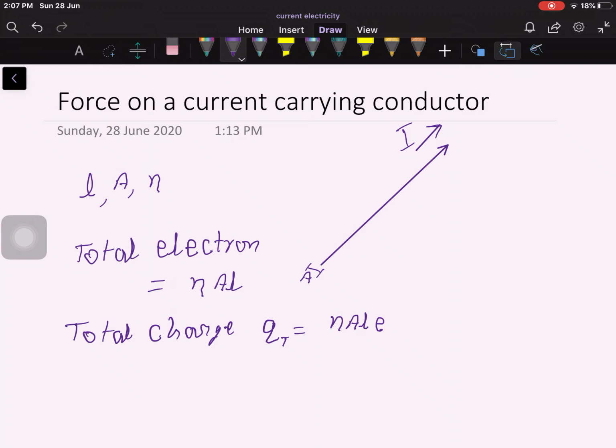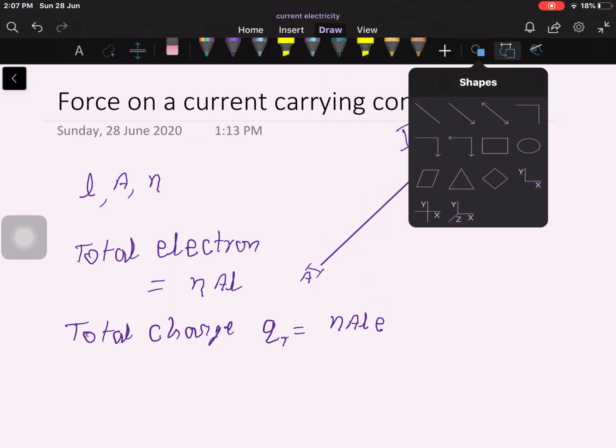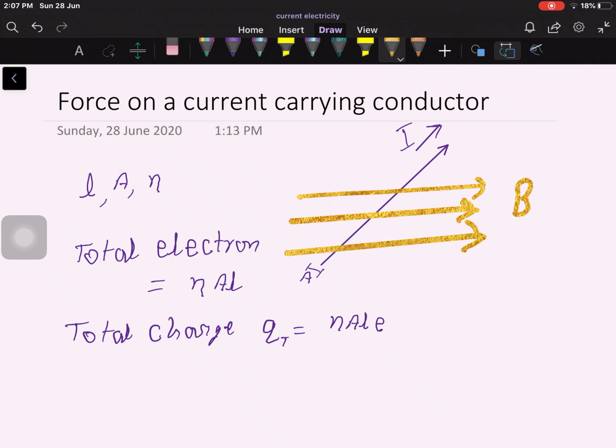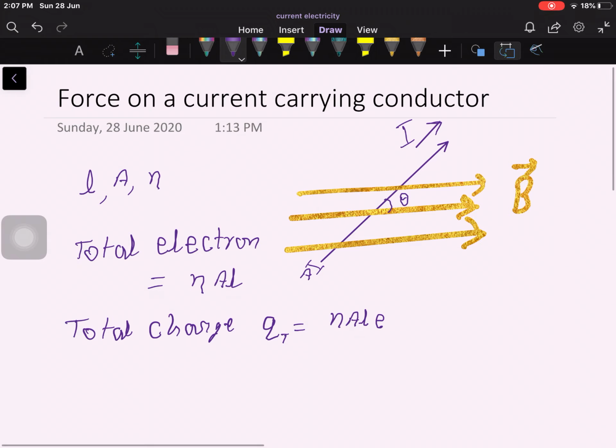Now further we are assuming that we have some magnetic field, and the direction of the magnetic field is like this. Assuming this is the magnetic field, vector B, it is a uniform magnetic field. Another thing, we are assuming the angle between the magnetic field and the current carrying conductor is theta.